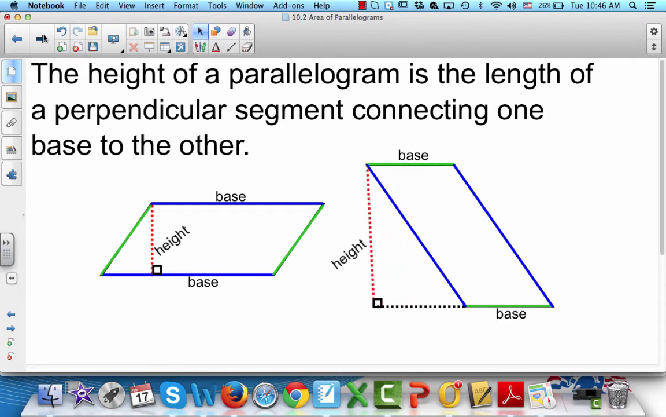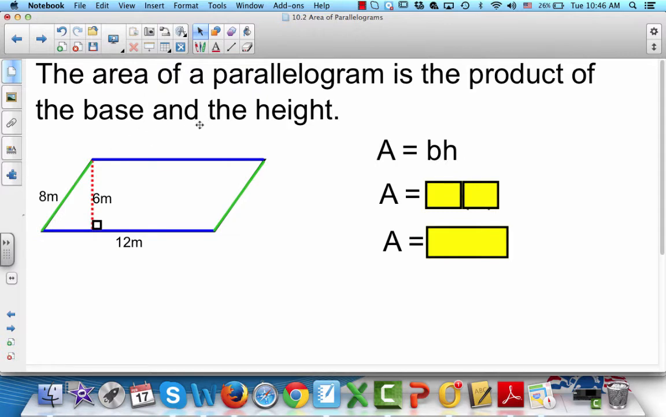All right, the area of a parallelogram is the product of the base and the height. Just like in the rectangle, it's length times width. In a parallelogram, it's base times height. So the big thing is you've got to recognize what the base and the height are. This is the base. The two sides that are opposite each other are the base.